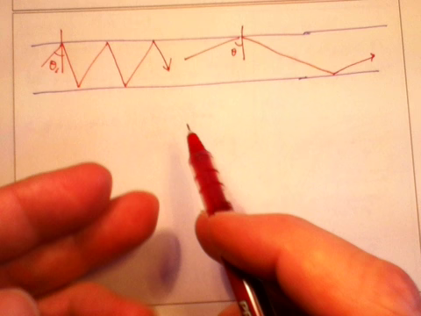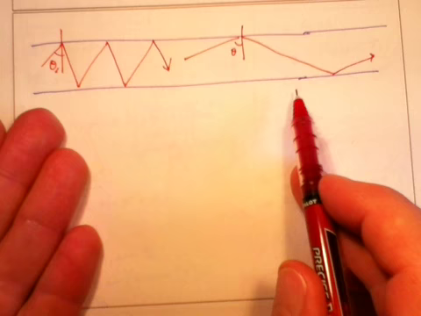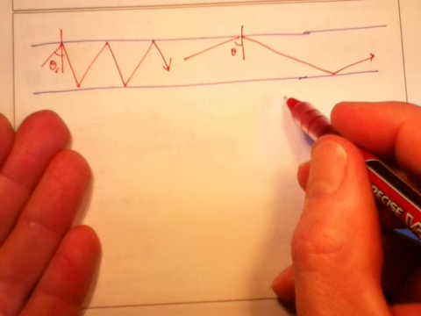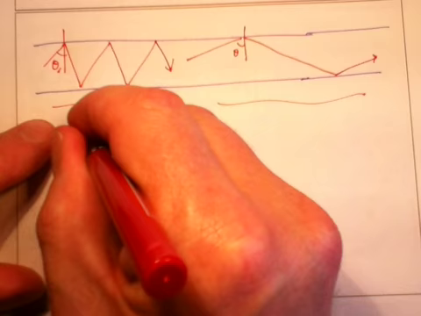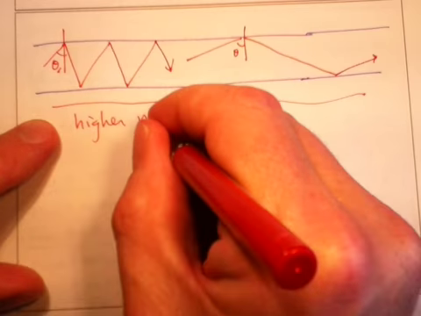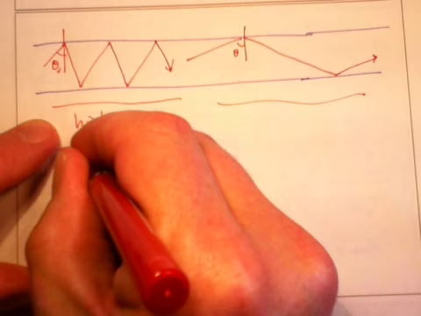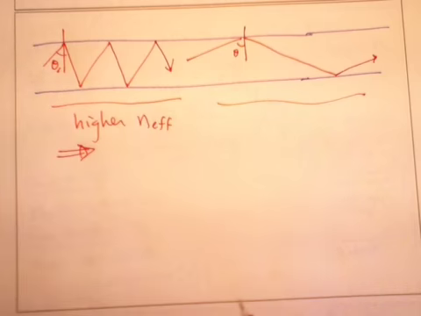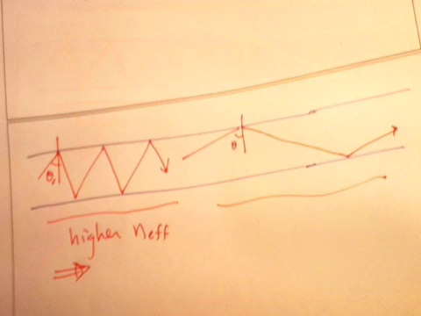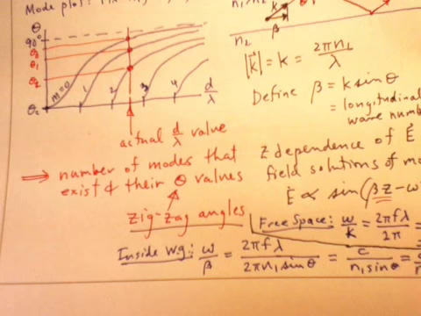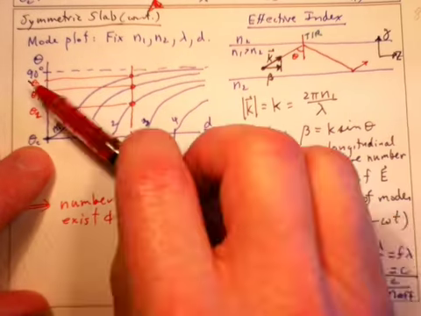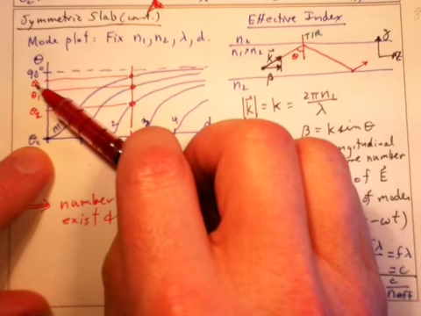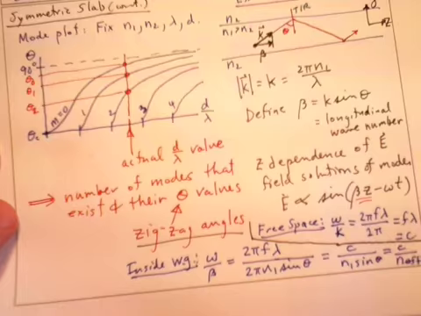It sure seems like this one would go faster, but this one has the higher effective index, and that means this one, I'm sorry, I just said it wrong. The mode with the largest zigzag angle has the highest refractive index. Right? Largest zigzag angle has the highest refractive index.